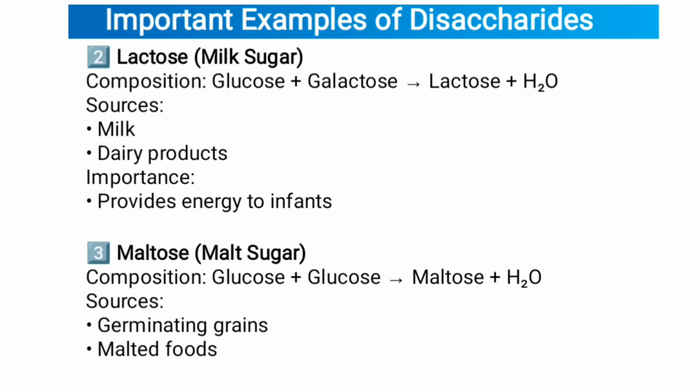Second one, lactose, milk sugar. Composition: glucose plus galactose gives lactose plus H2O. Sources: milk, dairy products. Importance: provides energy to infants. Third one, maltose, malt sugar. Composition: glucose plus glucose gives maltose plus H2O. Sources: germinating grains, malted foods.